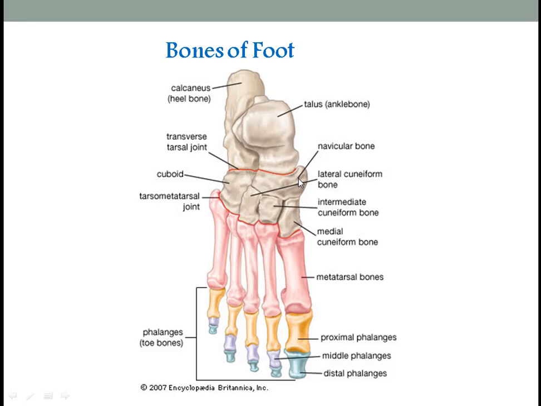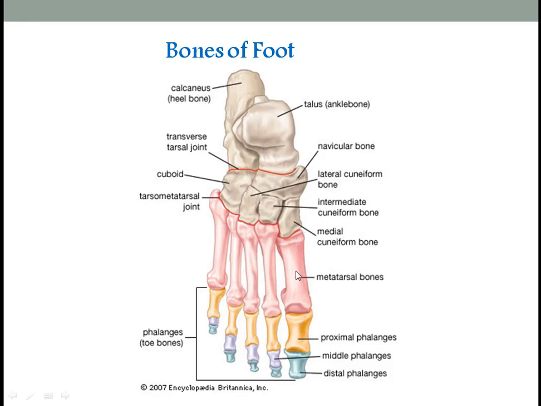Here we had the navicular bone, and lateral to it we have the cuboid bone. Then we had these three bones, the medial cuneiform, the intermediate cuneiform, and the lateral cuneiform. So we had 7 tarsal bones. If we go to the metatarsal bones, we had 5 metatarsal bones.